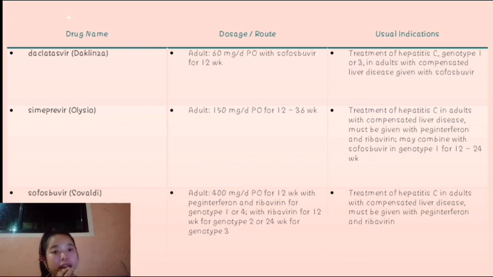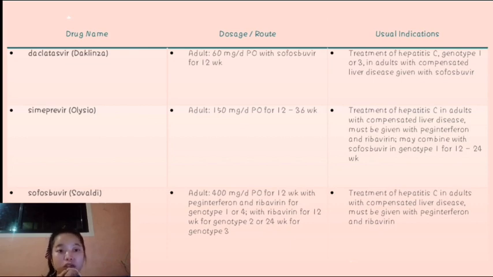As shown in the table above, it is the drug for the anti-hepatitis C agents. So it is indicated there, the drug name, the dosage or the route, and the usual indications. So our first drug is daclatasvir or the Daklinza. So it is for adults 60 milligrams per day via PO with sofosbuvir for 12 weeks. So treatment of hepatitis C genotype 1 or 3 in adults with compensated liver disease given with sofosbuvir.